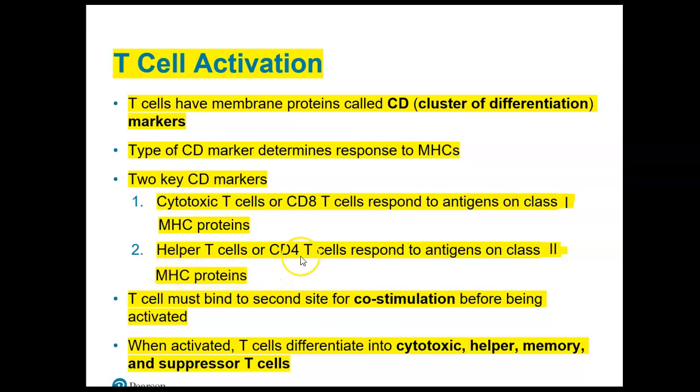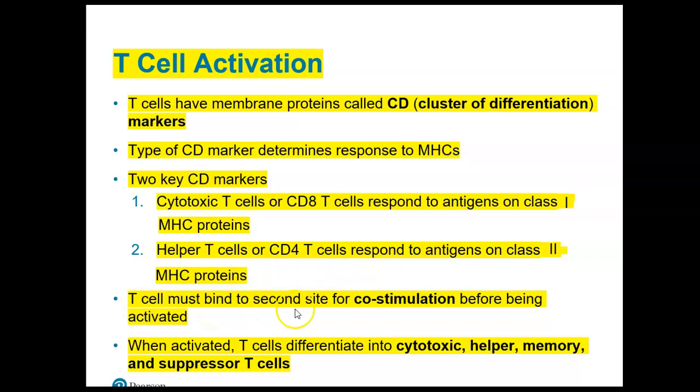Helper T cells or CD4 cells, they have the CD4 markers on them, and they respond to antigens on class 2 MHC proteins. So you always want to associate CD8 markers with class 1 and CD4 markers with class 2. And we'll go into why and help you understand this a little better as we go through this.